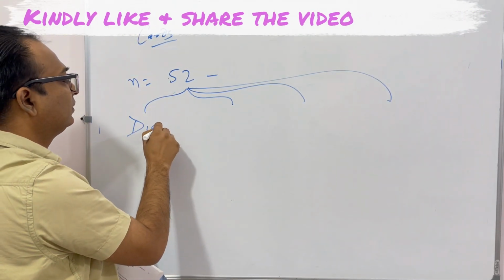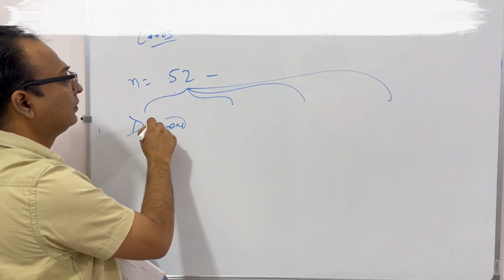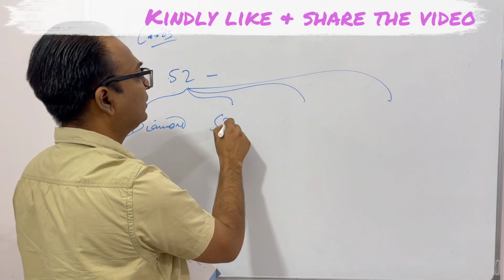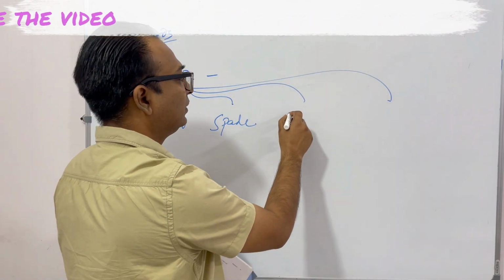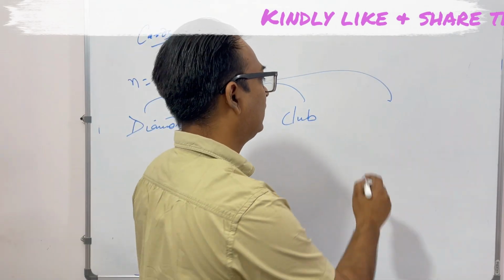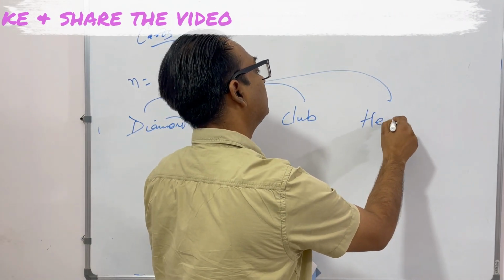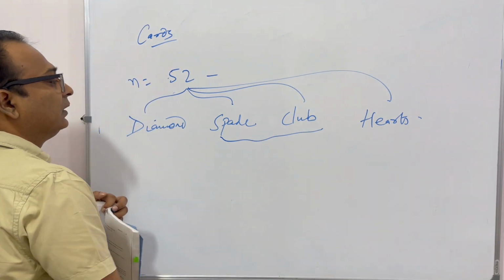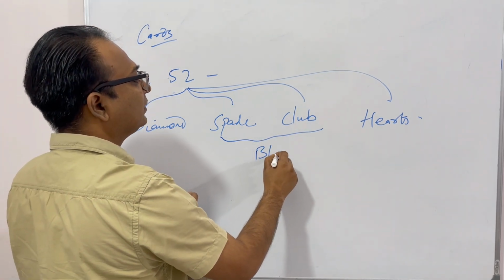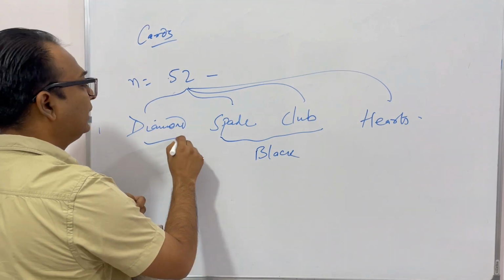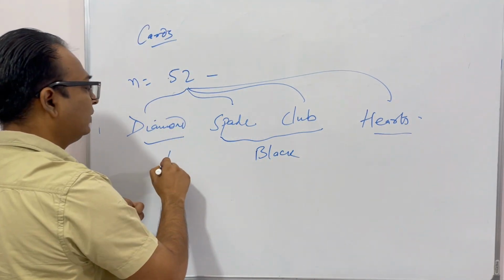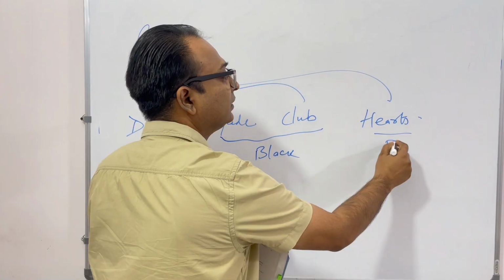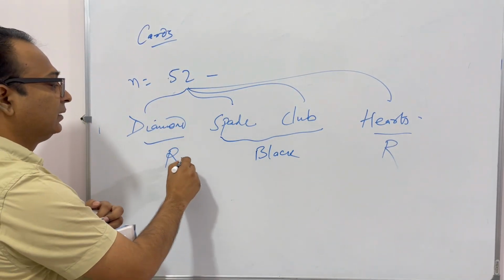Diamond, spade, club, hearts. Spade and club, these are of black color, and diamond and hearts, they are of red color.